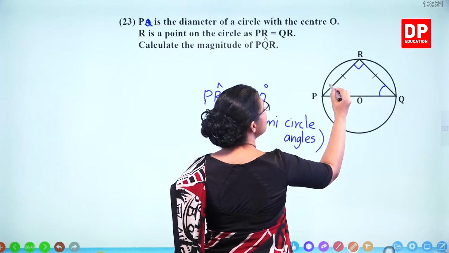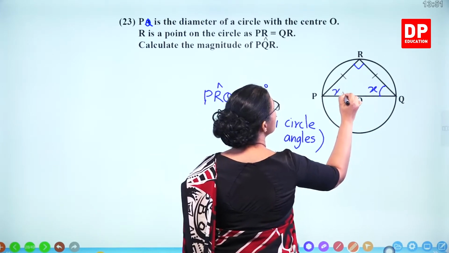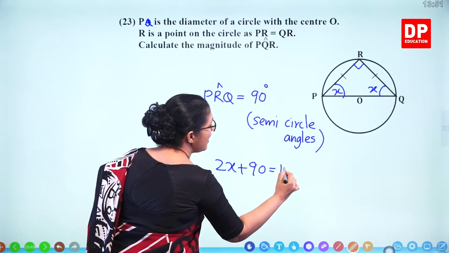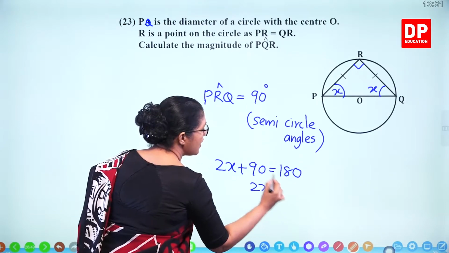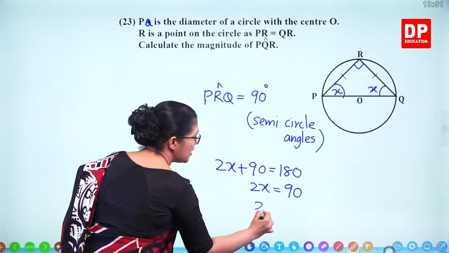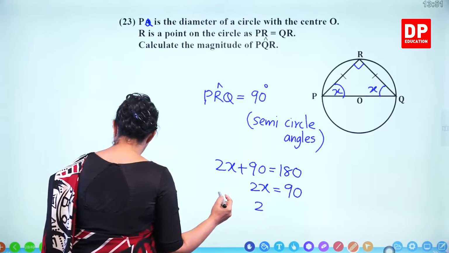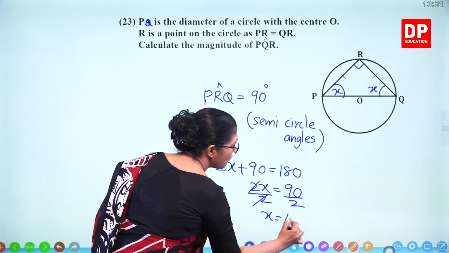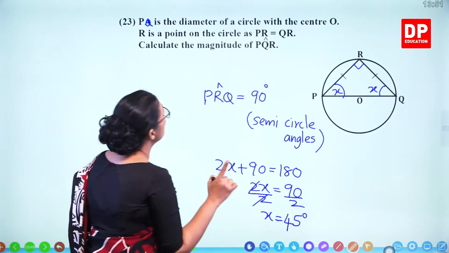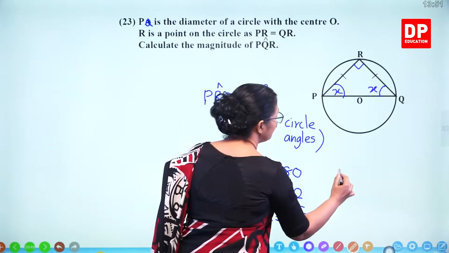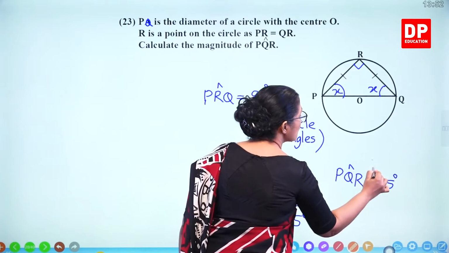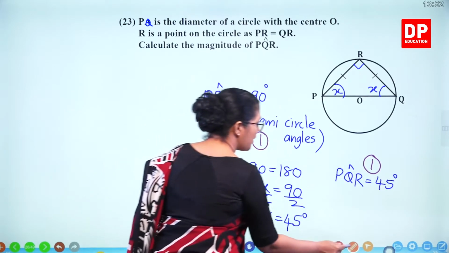Then this is an isosceles triangle. If this is x, this is also x. So 2x plus 90 equals 180. So what's 2x? 180 minus 90. That's 90. So what is x? You divide both sides by 2. x is 45 degrees. So that's what you need. What is PQR? PQR angle is 45 degrees. So 1 mark here and 1 mark for the method.